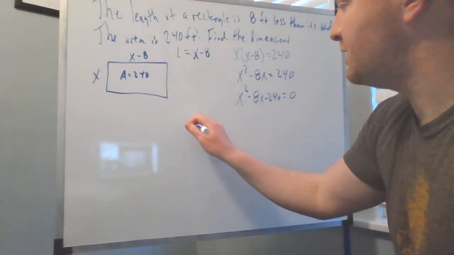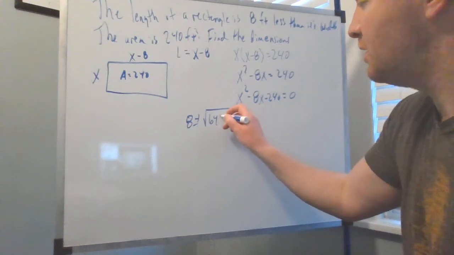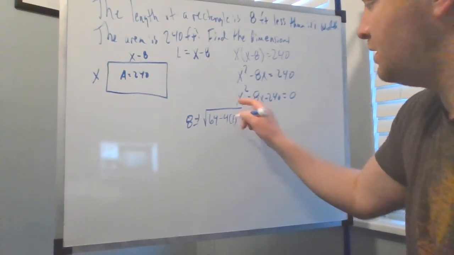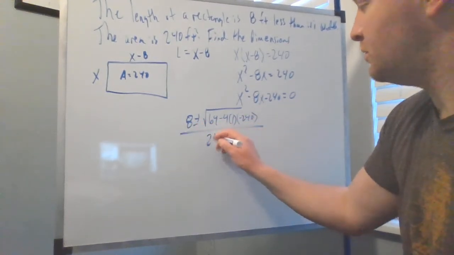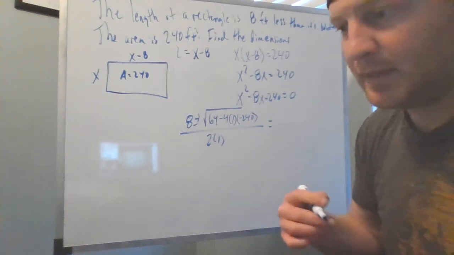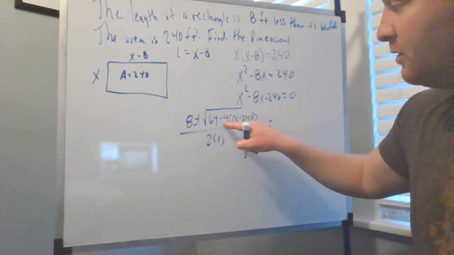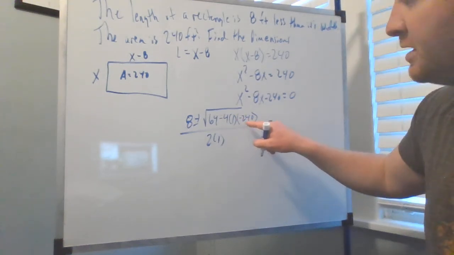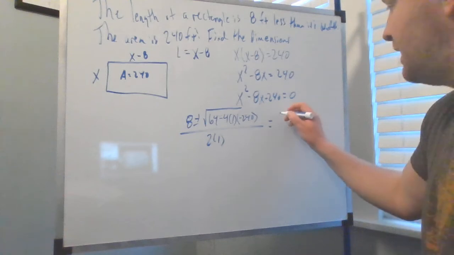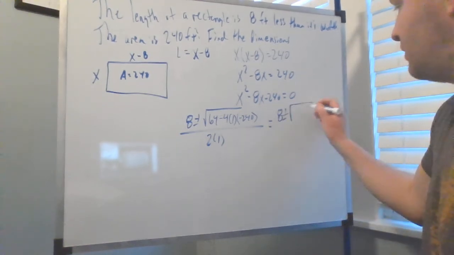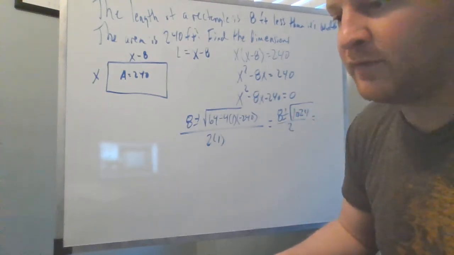I got opposite of b, so that's 8, plus or minus square root of negative 8 squared is 64. I got minus 4 times 1 times negative 240 all over 2 times 1. Now, I'm really good at math, so I know what this is, and remember this times this is a positive, so this times this is going to be positive 960 plus 64 is 1,024. So I got 8 plus or minus square root of 1,024 all over 2.